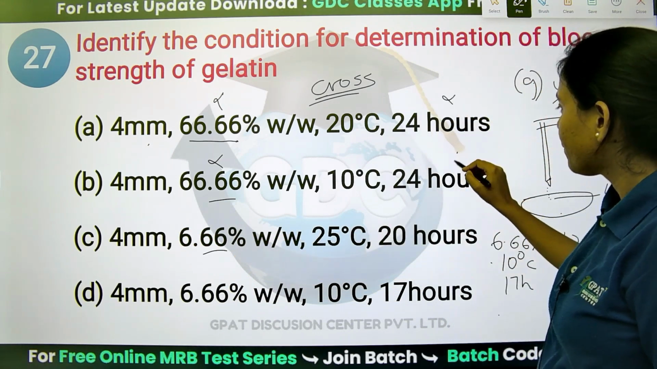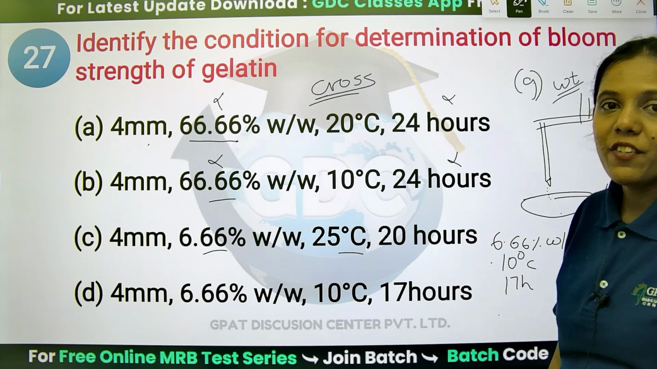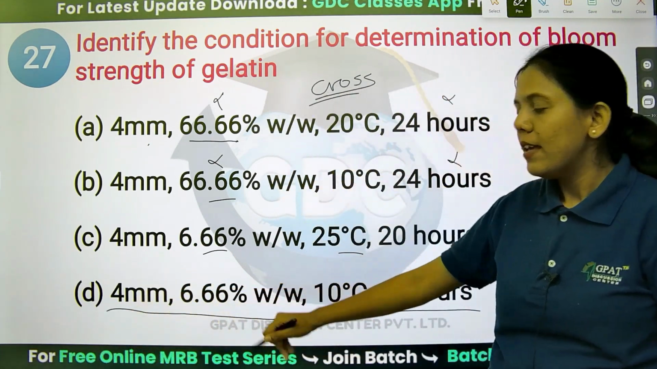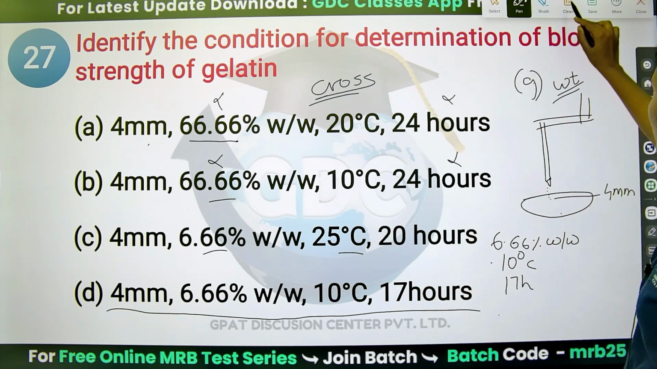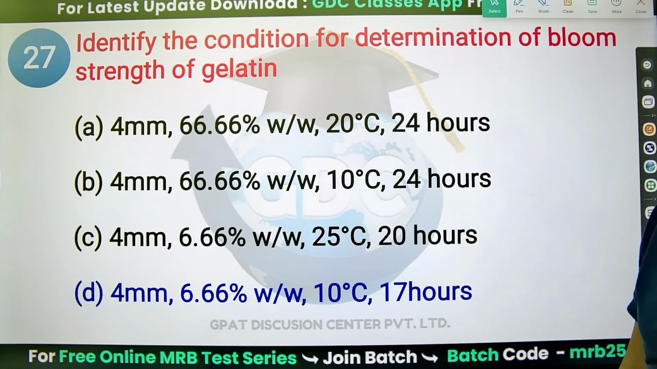Then we have 25 degrees Celsius. We are not using 25 degrees Celsius. That means ultimately the correct option is 4 mm, 6.66%, 10 degrees Celsius and 17 hours. So option D is the right answer. So that is nothing but the bloom strength.